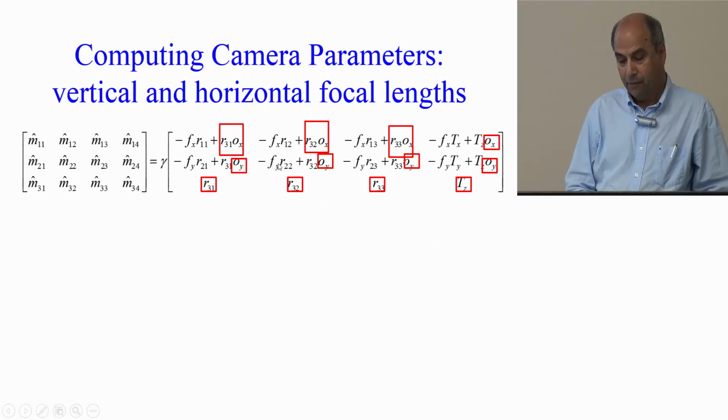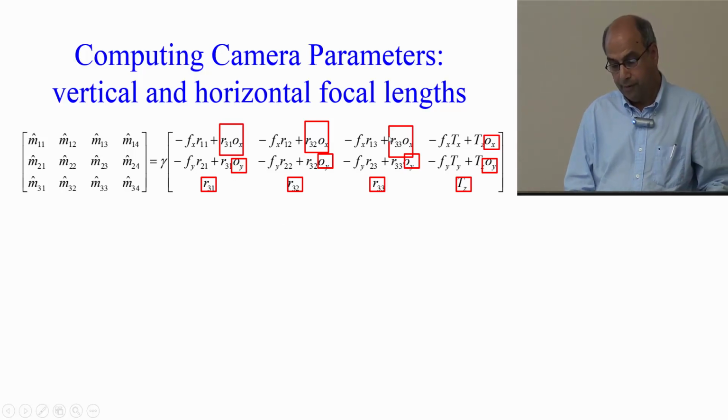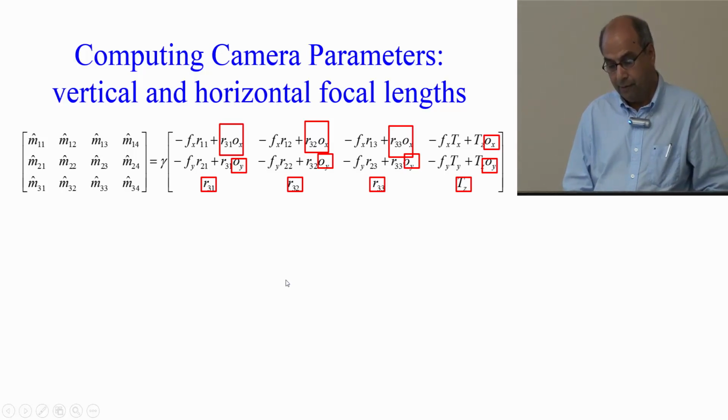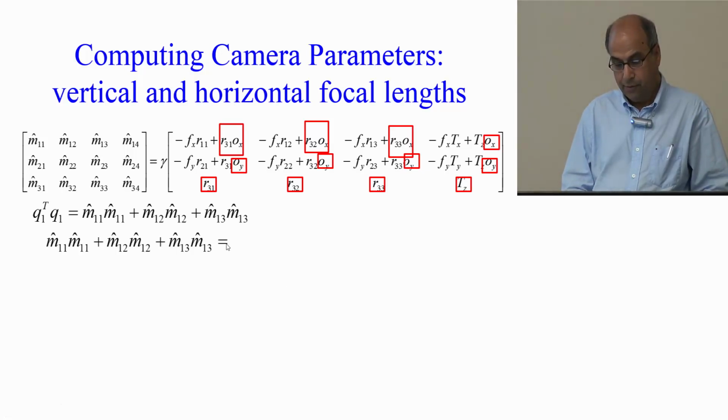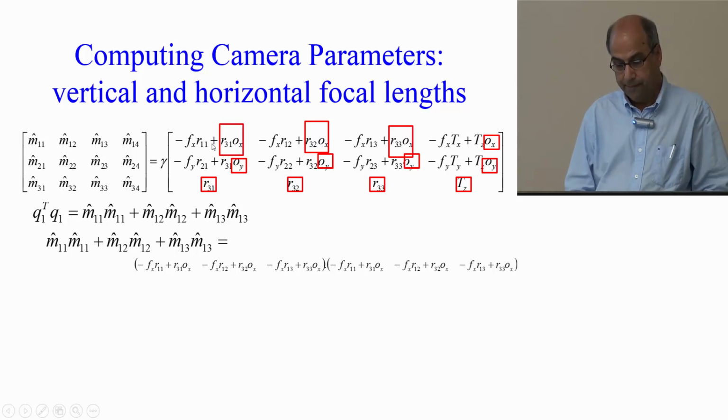So with that, now we have determined these elements, and we already know R31, R32 and so on. So then we can try to find the other elements in these. The next thing we are going to do is the dot product of Q1 with Q1. So these 3 elements with these 3 elements, and the corresponding 3 elements from here with itself. So these are the 3 elements here, minus fx r11 plus r31 ox, and this one, and just repeat that.